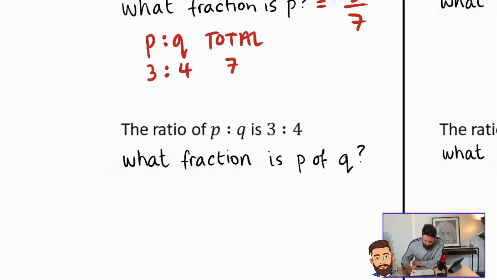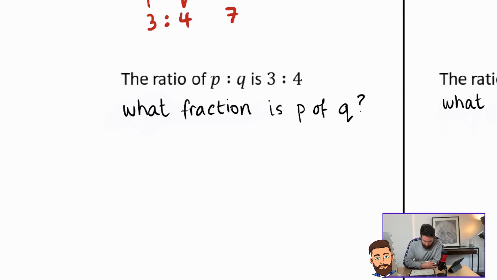However, in this example below, we can see that the ratio of p to q is 3:4. So again, I'm just going to write this out. P to q with a total column is 3:4, again with a total of 7. But it asks what fraction is p of q.